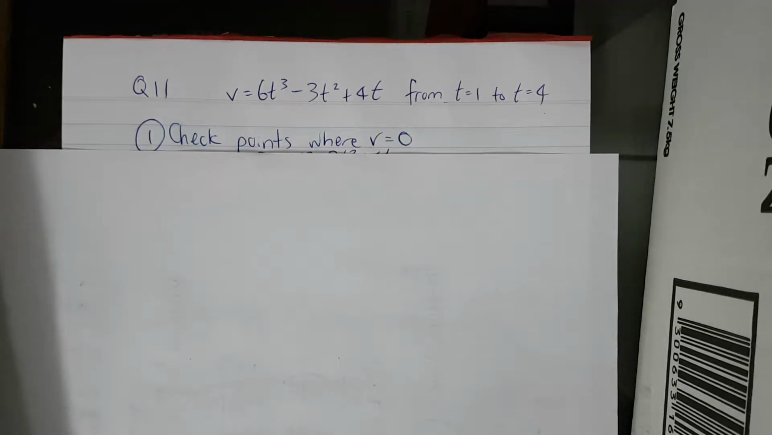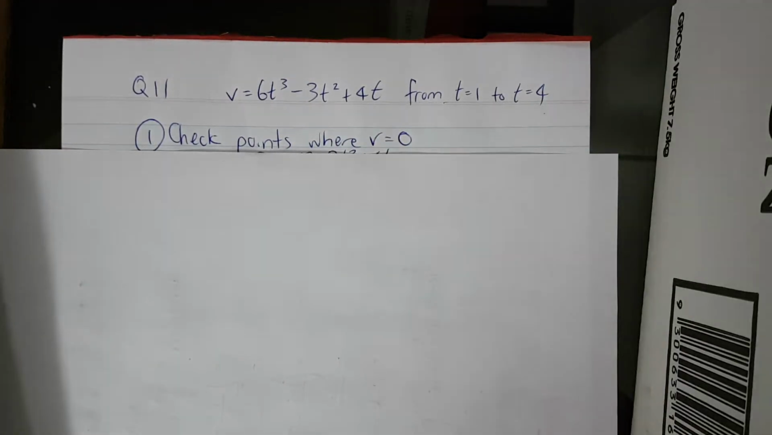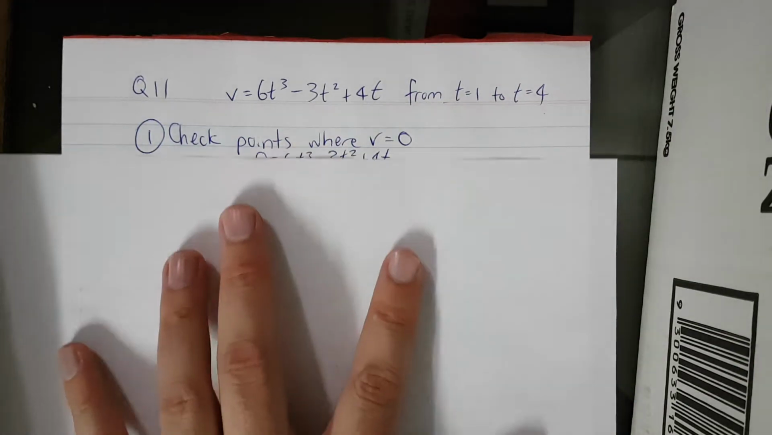At the point where a velocity is 0, it can mean the change between heading forwards or heading backwards. When it comes to distance, we don't care whether you're moving forwards or backwards. We want the total distance. It's not signed. So just to be safe, before we try and integrate between 1 and 4 to get distance, we are going to check the points where the velocity is 0.